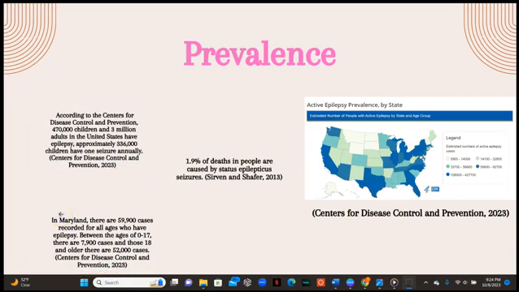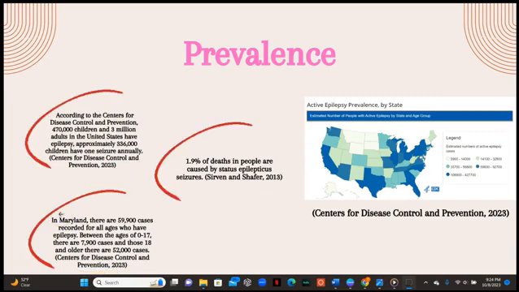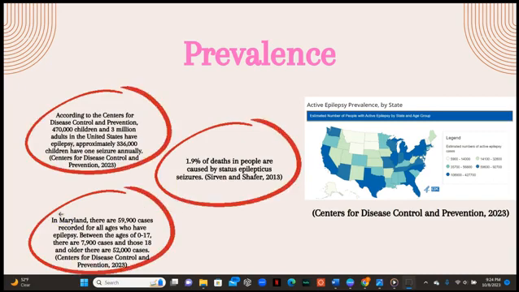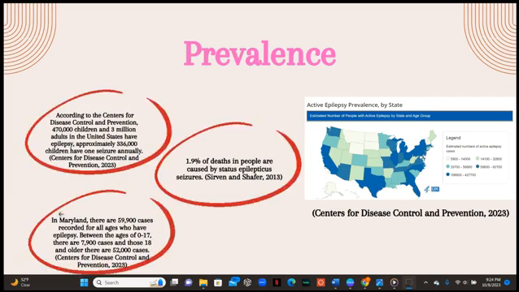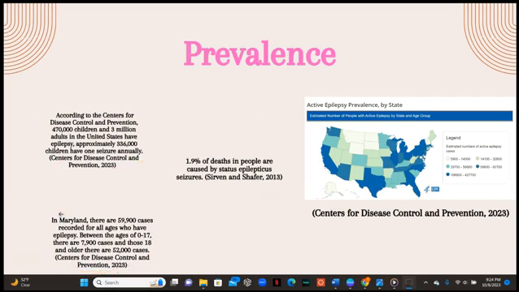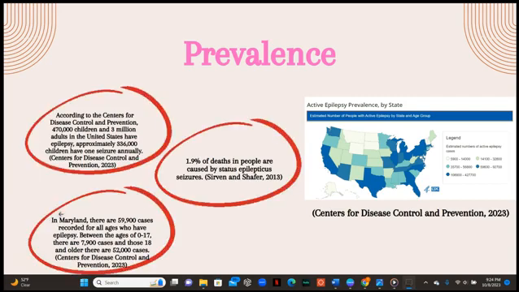Alright, so some prevalence for you. According to the Centers for Disease Control and Prevention, 470,000 children and 3 million adults in the United States have epilepsy, and approximately 336,000 children have one seizure annually. 1.9% of deaths in people are caused by status epilepticus seizures, which are seizures that are uncontrollable and they keep happening for a long period of time.